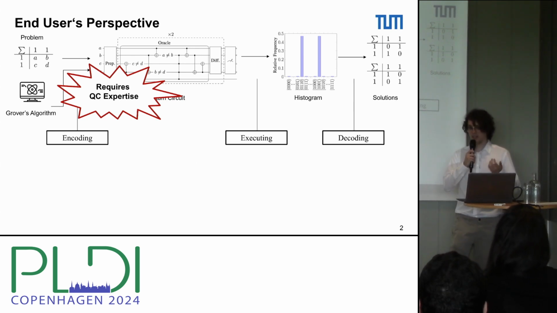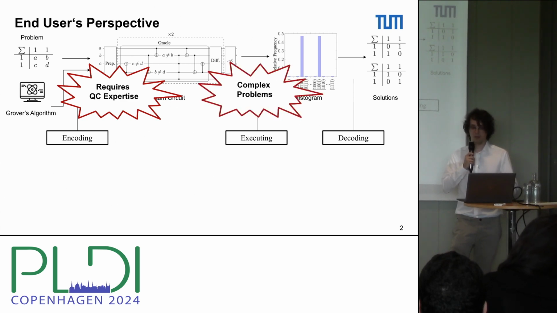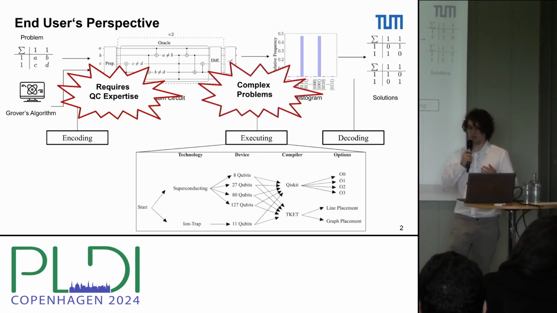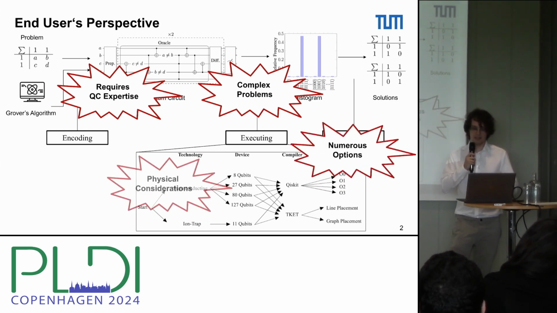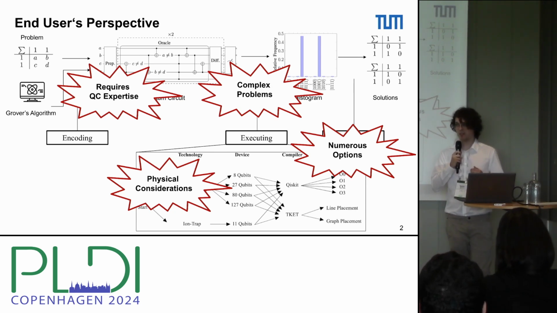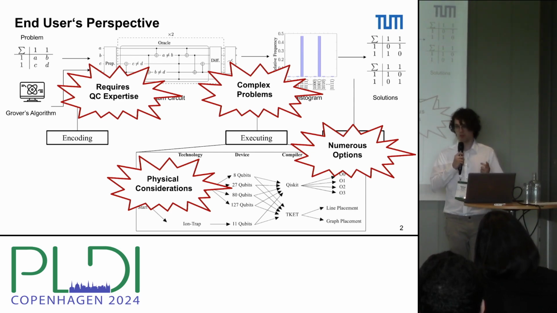And even if we can answer these questions, there's further problems, like during execution, where we have to work with compilation, and you have the questions of how do we actually want to compile our problem? And we have to think about physical considerations, like what devices are actually best used for our specific problem. So all in all, it's very clear that there are many places where end users can face problems. This is especially the case when people are not really experts in quantum computing.